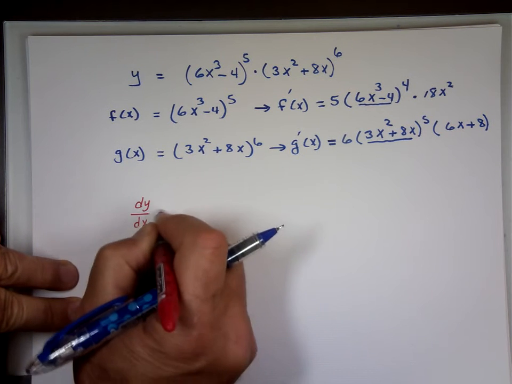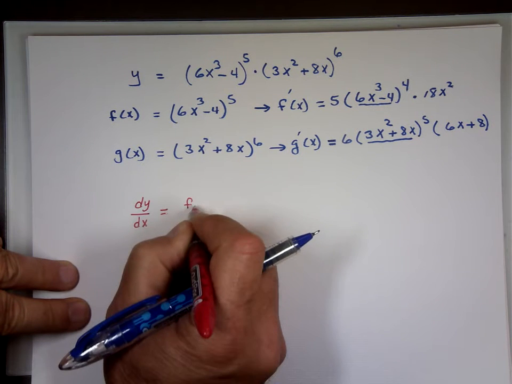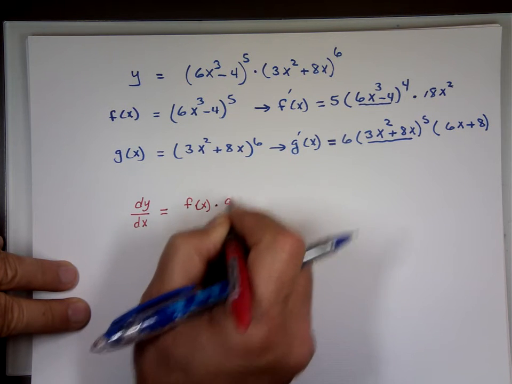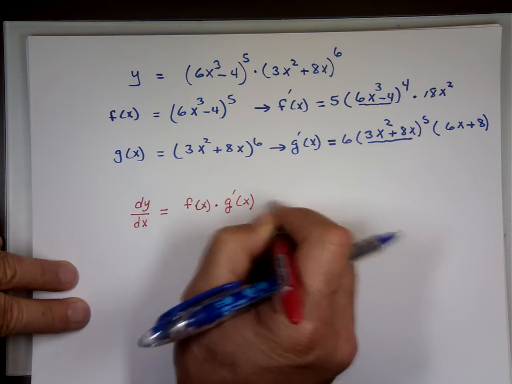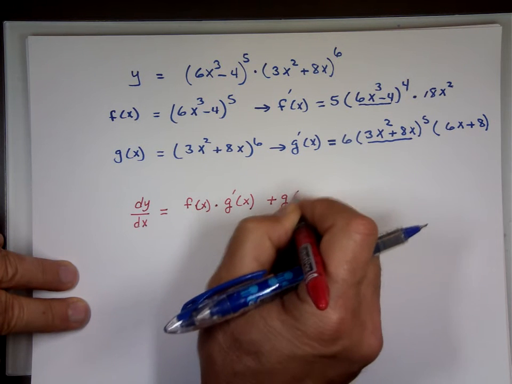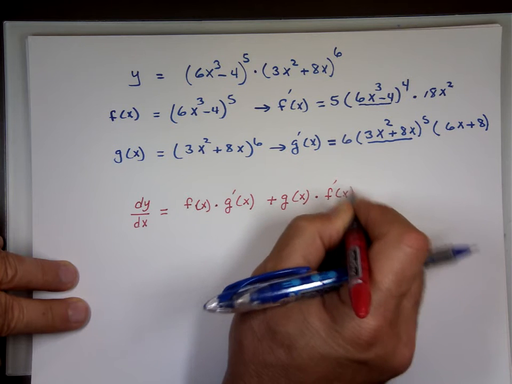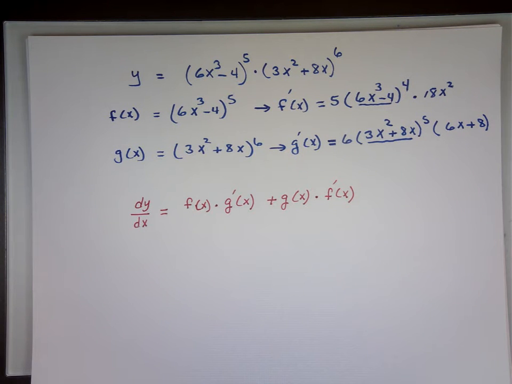This is the first times the derivative of the second plus the second times the derivative of the first. The first times the derivative of the second plus the second times the derivative of the first.